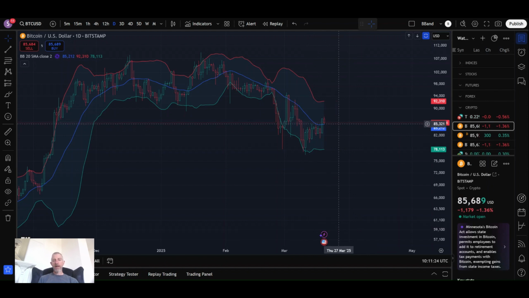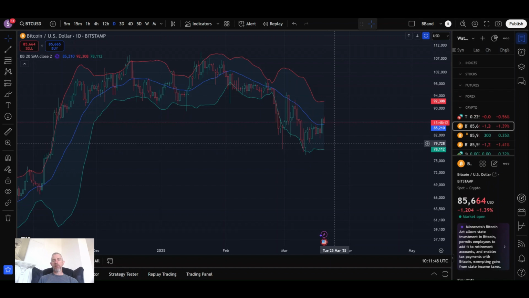Having said all that, it's not going to take a lot for Bitcoin to close back below the midpoint on the Bollinger Band on the daily, which is coming in basically around 85 and change. And if it did that, then probably a move back down towards the bottom of the Bollinger Band, which is currently around 78 and change.